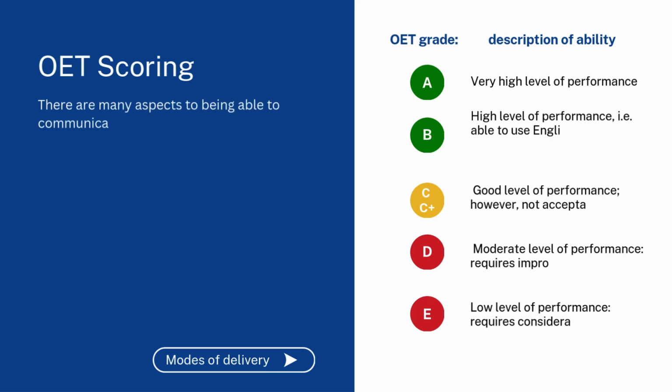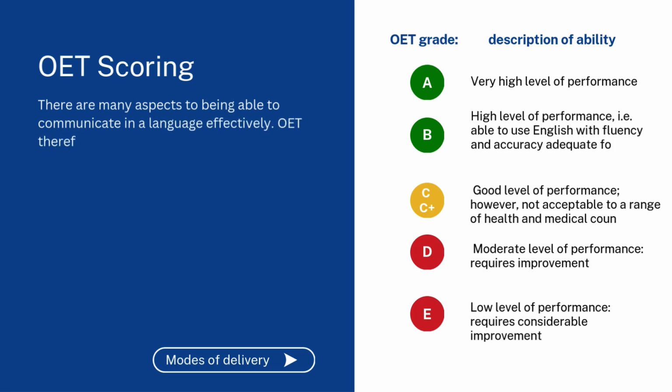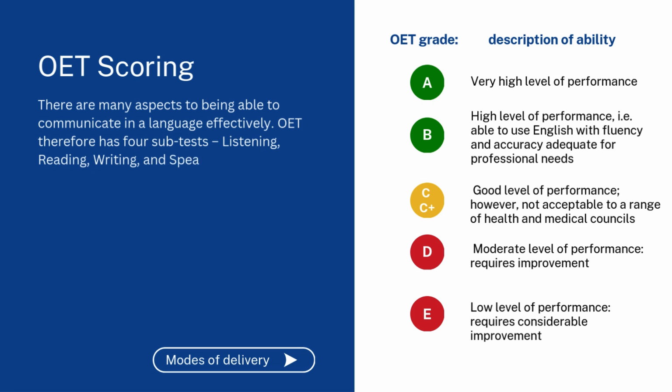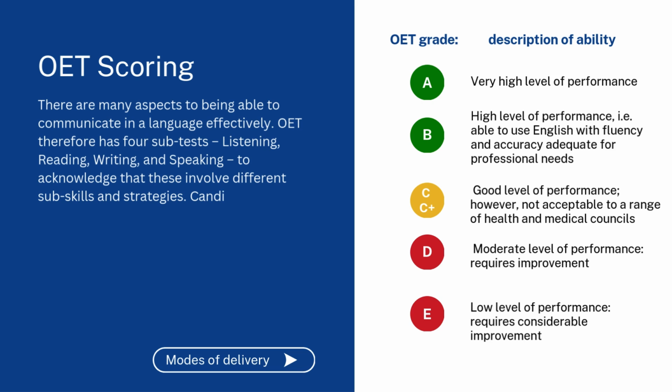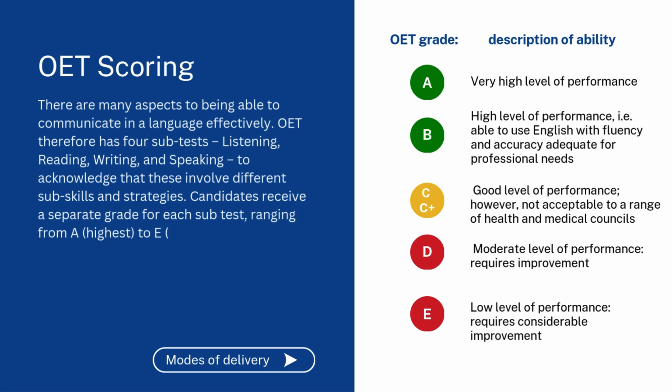The OET scoring system. There are many aspects to being able to communicate in a language effectively. OET therefore has 4 subtests, which are listening, reading, writing, and speaking, to acknowledge that these involve different subskills and strategies. Candidates receive a separate grade for each subtest, ranging from A, the highest, to E, the lowest score. There is no overall grade for OET. Here are the descriptions for each grade that appear on the printed statement of results that candidates receive.